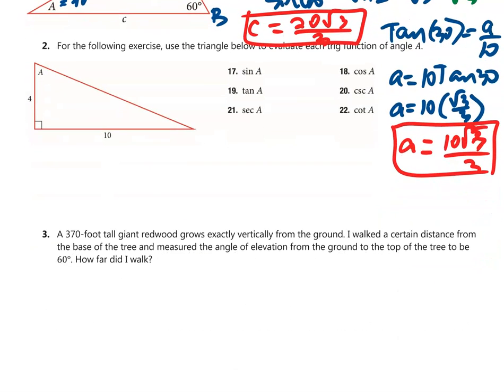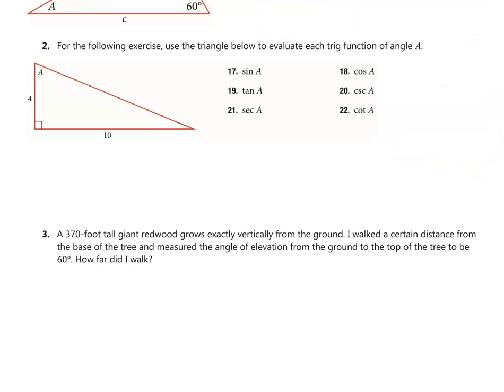Next, number 2. For the following exercise, use the triangle below to evaluate each trig function of angle A. Let me erase all this. Given the two sides 4 and 10, we can solve for the hypotenuse using the Pythagorean theorem. So that's 4 squared plus 10 squared is equal to c squared. 4 squared is 16, 10 squared is 100, that's 116. So c is square root of 116.